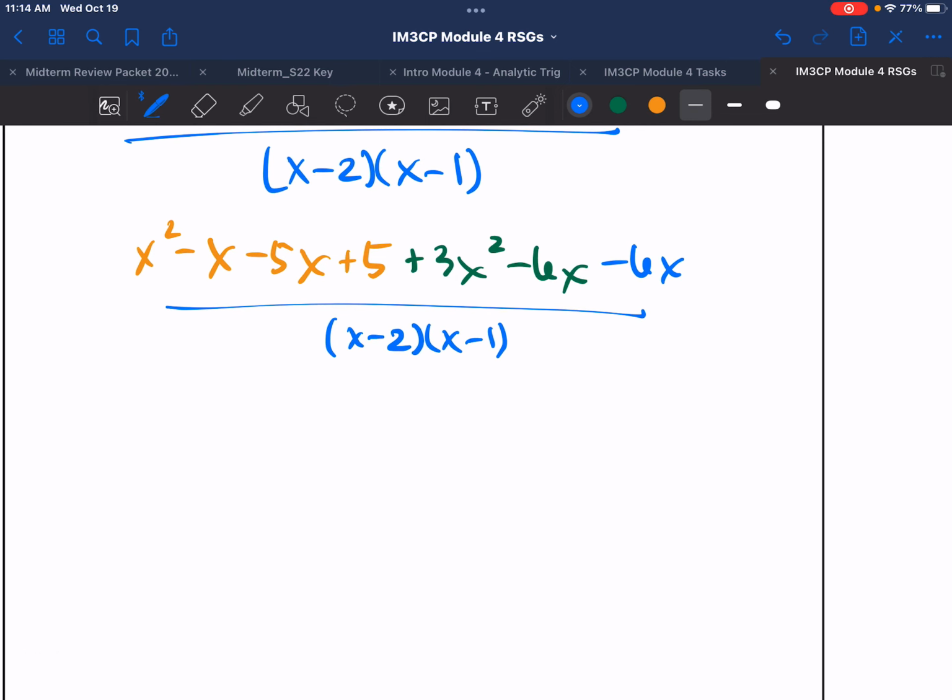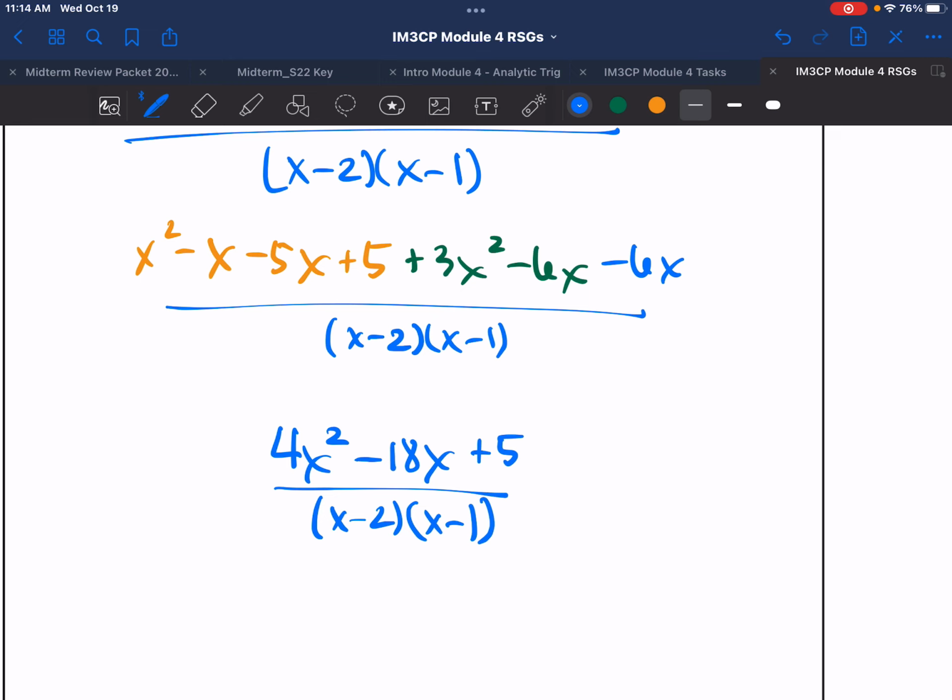So we want to write the numerator in standard form, so we'll start with our x squareds. If I add the orange x squared and the green 3x squared, we have a result of 4x squared. If I add up my x's, I've got an orange negative x, an orange negative 5x, a green negative 6x, and a blue negative 6x. All of those together are going to give me negative 18x. And then the only constant on the top is a plus 5. The denominator, x minus 2 and x minus 1. So my final answer should look like that.